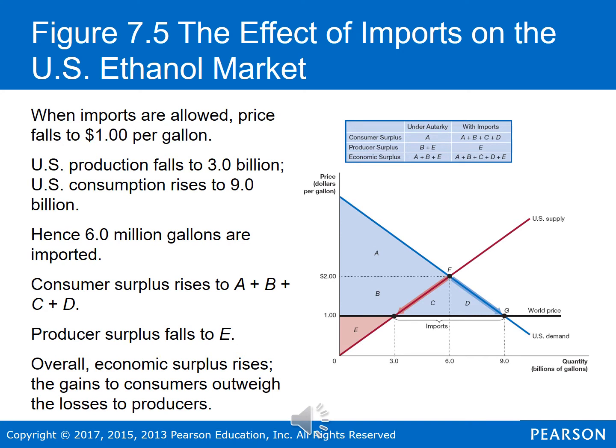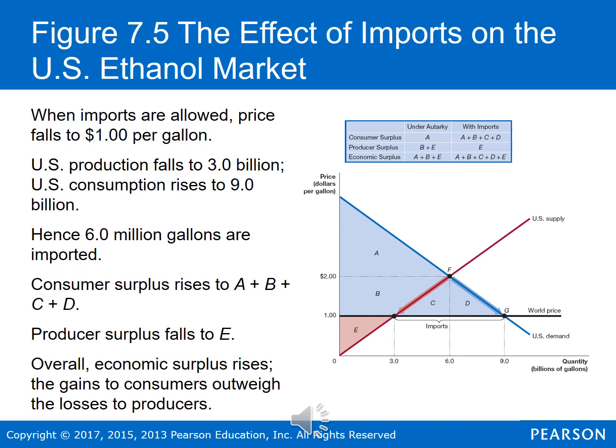Now when imports are allowed, the price is going to fall to $1 per gallon because that's the international price. Now the U.S. production is going to fall to 3 billion gallons, because at $1, that's all of the ethanol that can be produced for less than $1. So producer surplus is going to fall to E. Previously it was the area of B and E, now it's only E because of all the trades that are no longer taking place and the lower price that ethanol is being sold at.